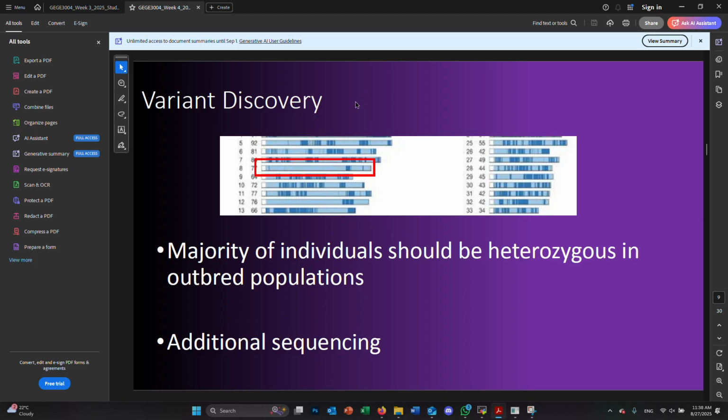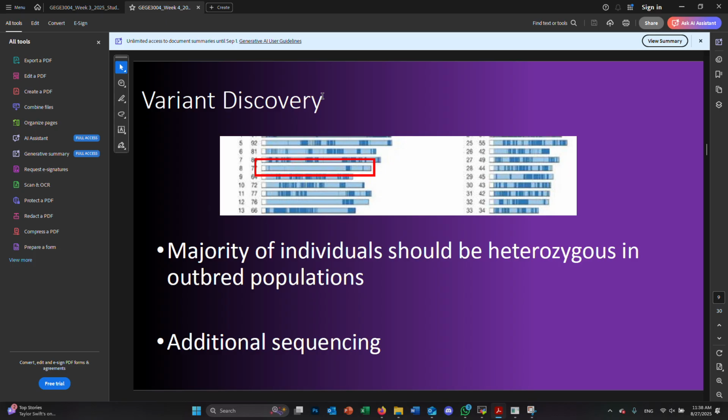So to get around this, what is typically done is that we sequence other individuals from the same species, and we do something called an alignment to the reference genome to discover new variants that occur in the broader population. So what is the difference when you hear me say assembly versus an alignment?